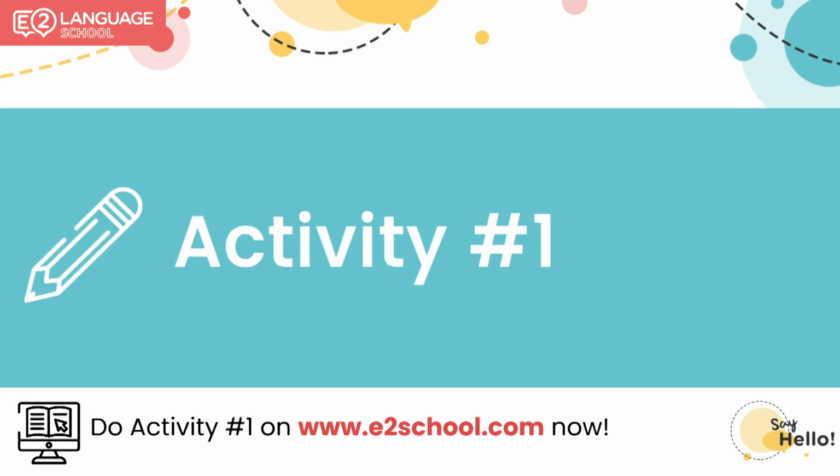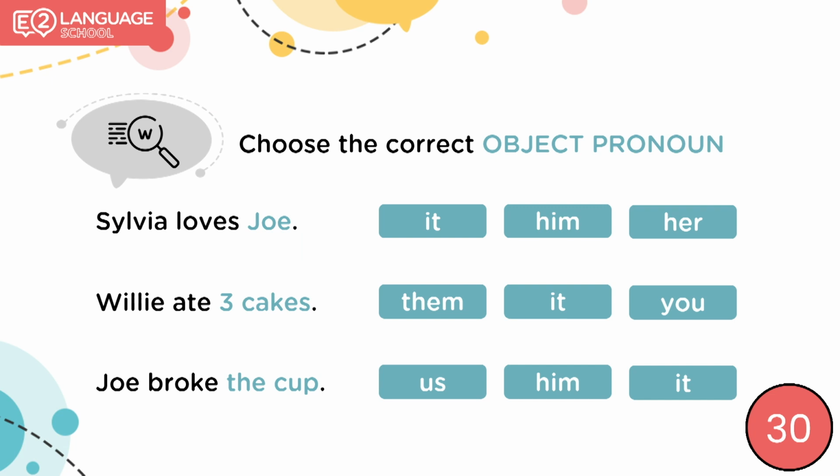Let's move on to our first activity of the lesson. Now, if you're on e2school.com, I want you to do this activity on this website, on your computer, just below the video. If you're on YouTube, you'll need a piece of paper and a pen, or head on over to e2school and sign up. It's free and a really fun way to do these activities. In the first activity, you need to choose the correct object pronoun for these 3 sentences. So the object pronoun for Joe, 3 cakes, and the cup. You have 30 seconds.